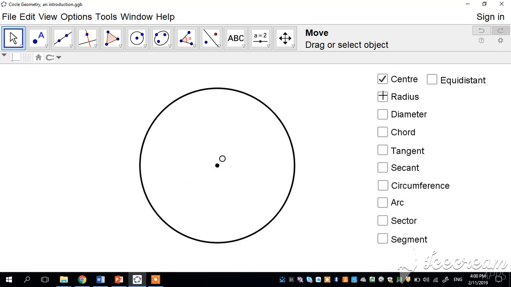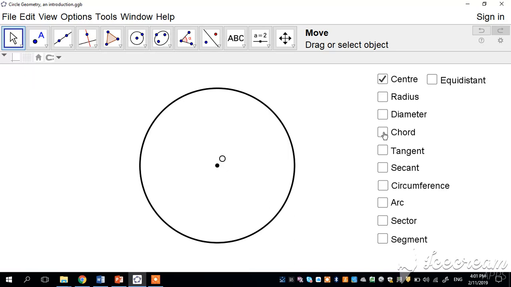Right, what about this word diameter? Diameter is a line segment from one point of the circle to the other, which passes through the center, sorry. And you should know by now that a radius is half of diameter, or a diameter is double the radius.